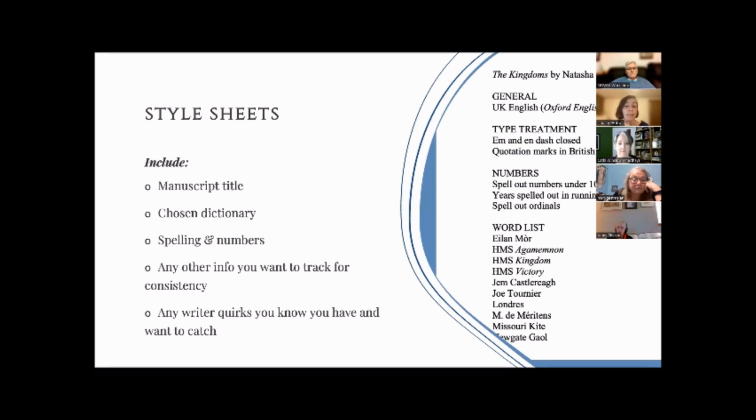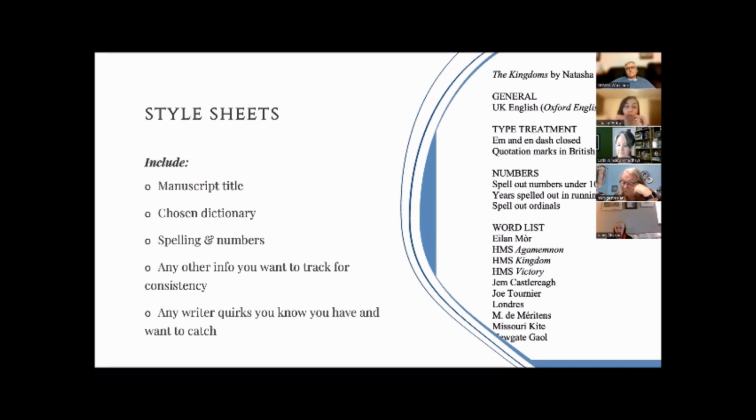So style sheets are a really, really useful tool that you can create for your own manuscript. And in addition to tracking things like the way you're going to use punctuation, so you can see in the sample one I've made here, I've got things like quotation marks in British style, and M and N dash closed, which just means that when I have dashes, I'm not putting spaces on either side of them. So those are the little details that you're really going to want to pay attention to in a copy edit.